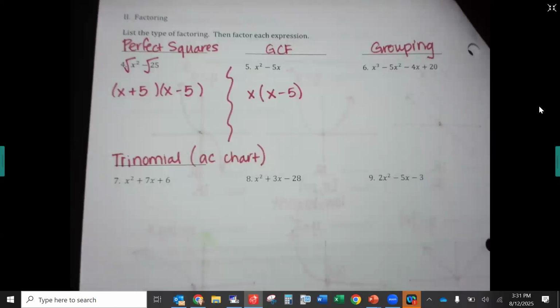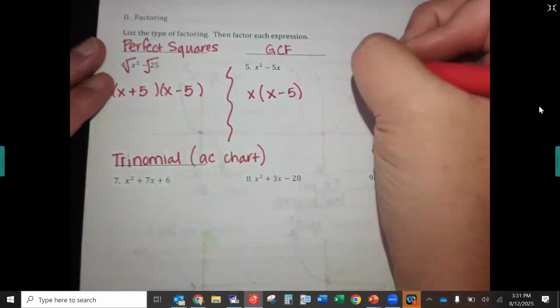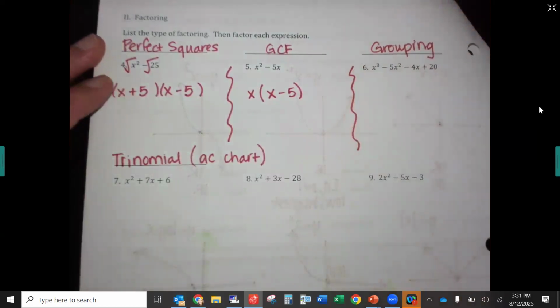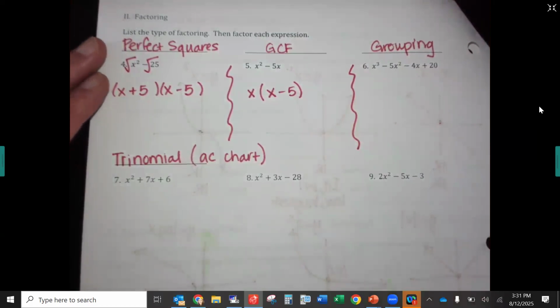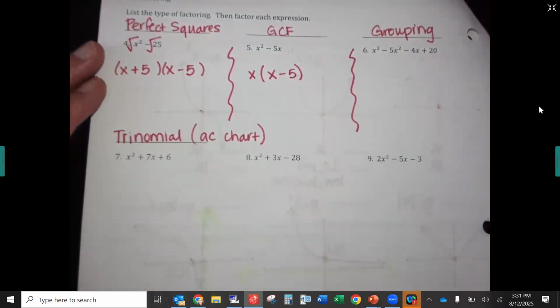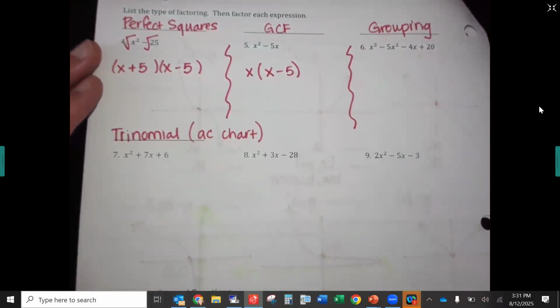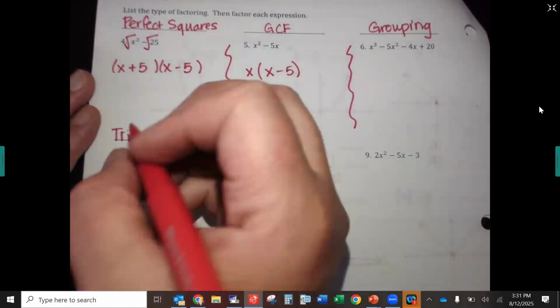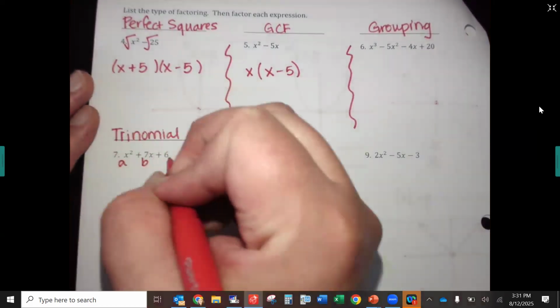Okay? All right, for today, we are going to skip number 6. We're going to do it next time. We're not going to finish all this today. So skip 6 and go down to number 7. There are a lot of different methods to do this. I'm going to teach it the way that I taught it last year. But you're going to label your trinomial A, B, C.